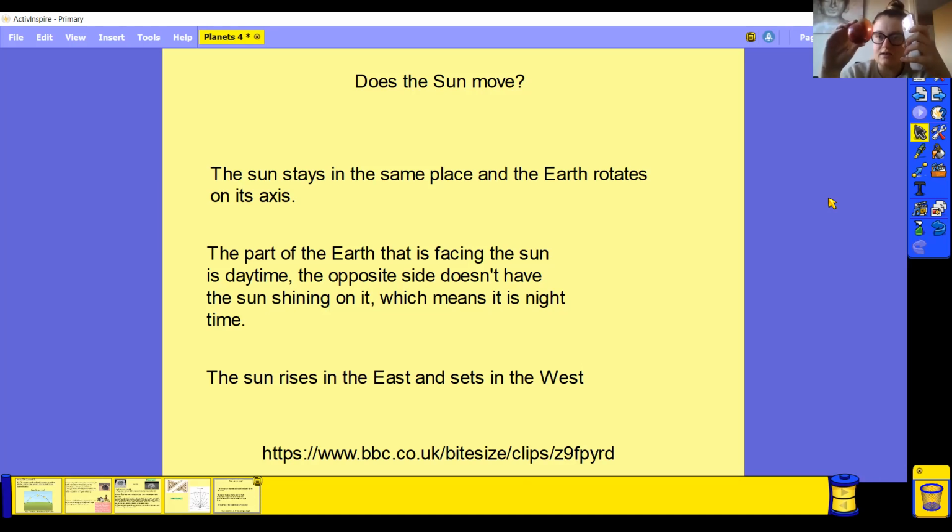As the earth rotates on its axis, you can see that now a different part of it has the sun shining directly on it. So now this is daytime, whereas the other side is nighttime. As you can see, there's a shadow.